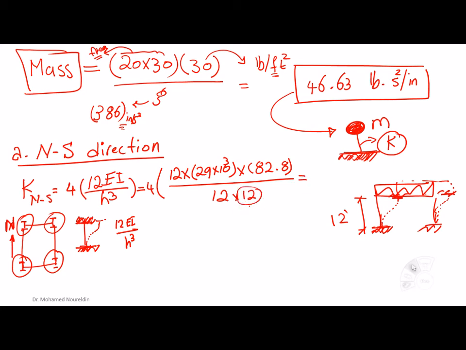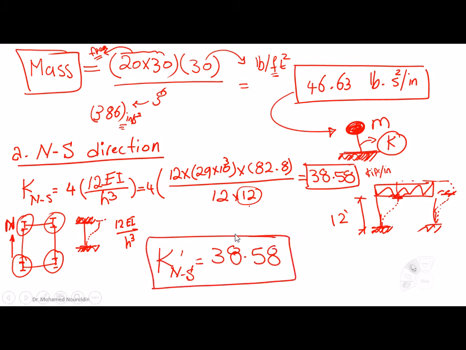Then we're going to find that the value for K N S is going to be 38.58 kips per inch. Okay, kips per inch. This is the stiffness. So this means that K N S is going to be 38.58.